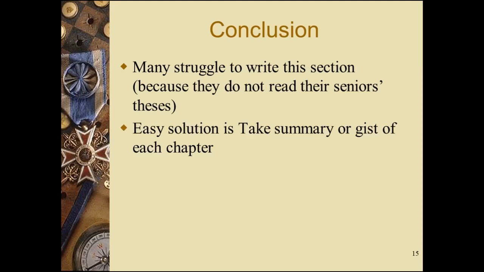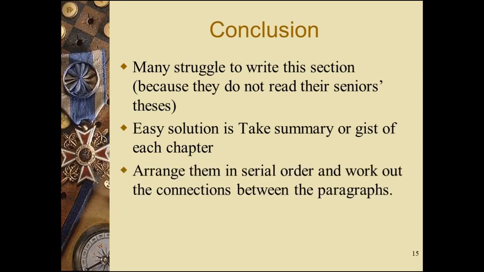Otherwise, the easy solution is to take the summary or gist of each chapter. In other words, when you are concluding each chapter of your project report, at the end of each chapter, put a side heading called summary, and write the entire summary of that chapter in half a page or quarter page. Then pick up all those summaries of each chapter, arrange them in serial order, and work out the connections between the paragraphs in the conclusion part of your last chapter.